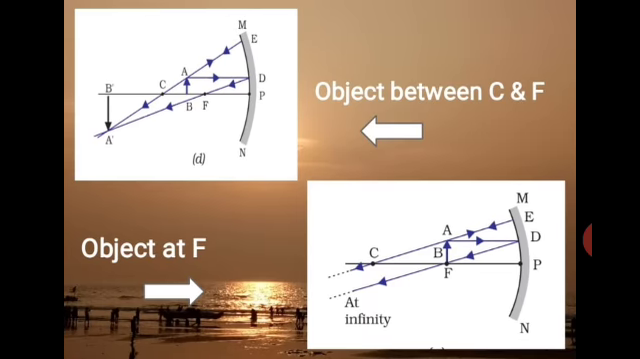Now, the object is placed between C and F, the center of curvature and the principal focus. You see what we are doing? We are bringing the object from infinity gradually closer to the mirror. So, we had number 1, object at infinity, second, beyond C, third, at C. Now, we have gone one step closer by placing the object between C and F.